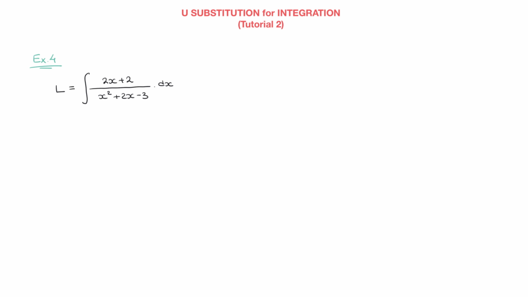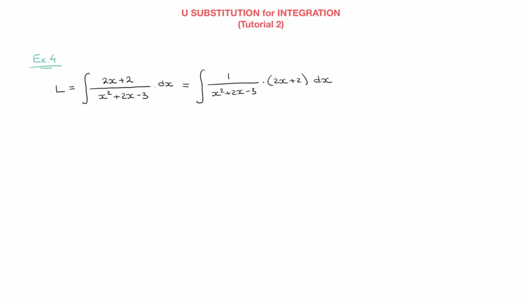Now, as we saw in the first tutorial, the method of U-substitution is a method for integrating a product of 2 functions. So whenever we have to integrate a rational function like this one, I would strongly suggest starting by rewriting this as a product of 2 functions. In other words, I would rewrite this as the integral of 1 over (x squared + 2x - 3) times (2x + 2) in parentheses, with a dx at the end here.